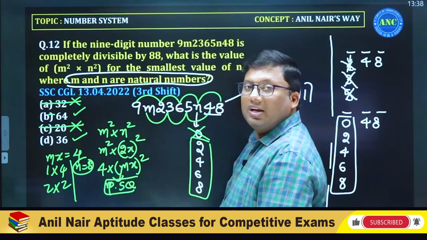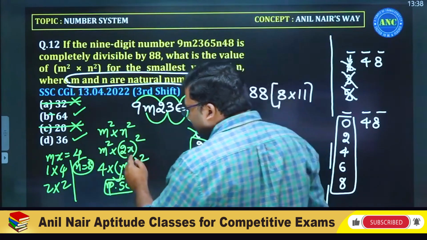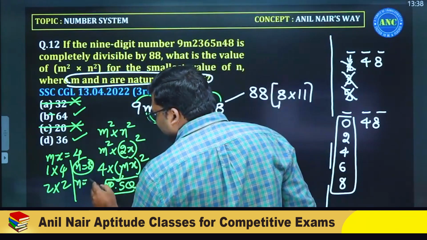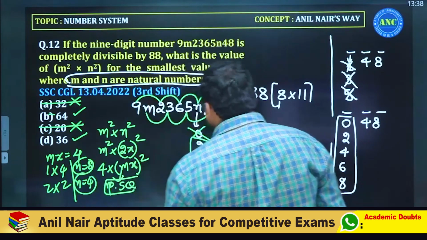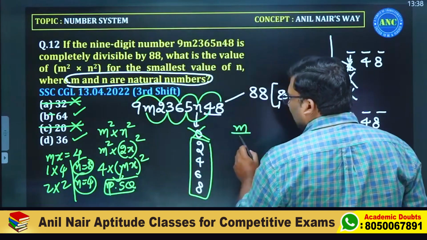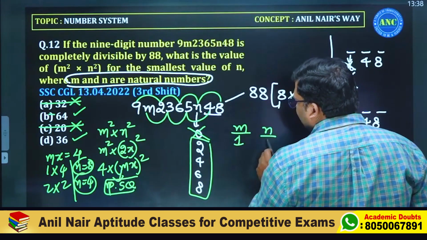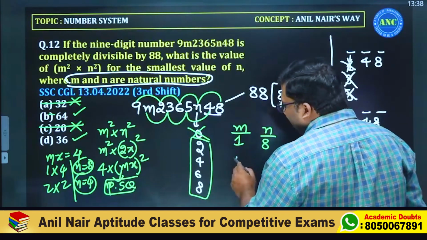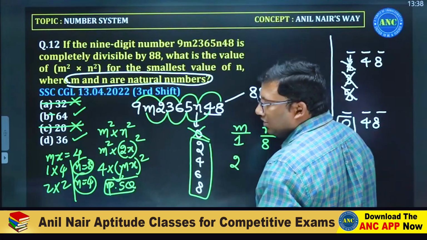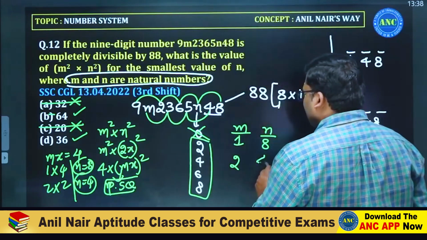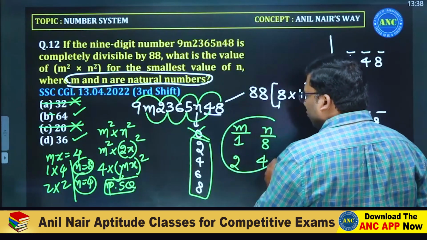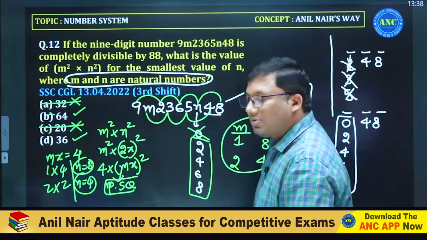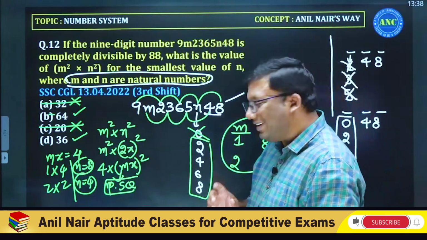Are you all with me? n is 2x. If x is 2, n will be 4. That means check with m value 1 whether n value 8 is satisfying, whether it is divisible by 11, or if m value 2, n value has to be 4. Check which answer with these two values is getting divisible by 11. I hope the idea is clear.